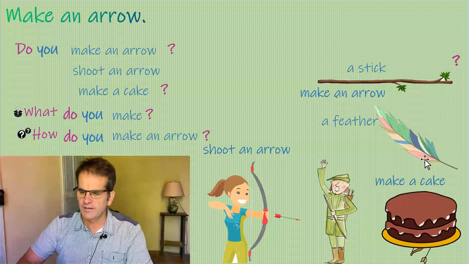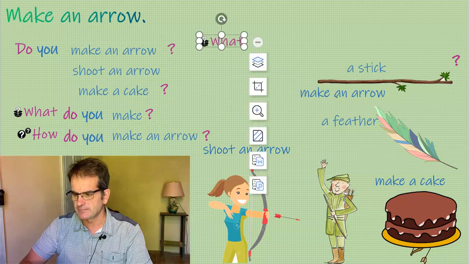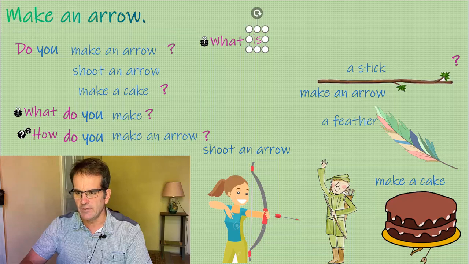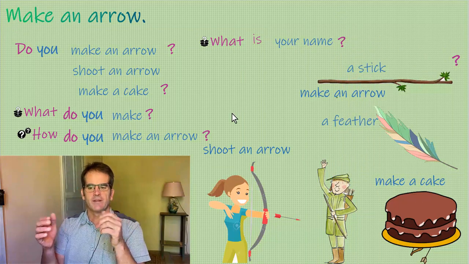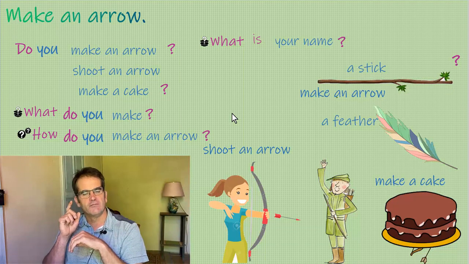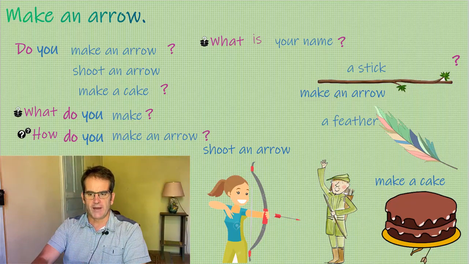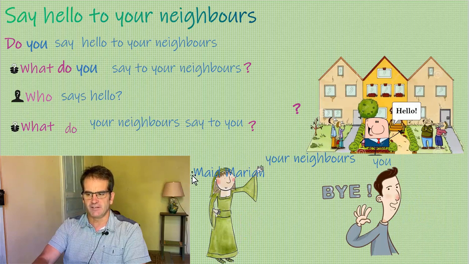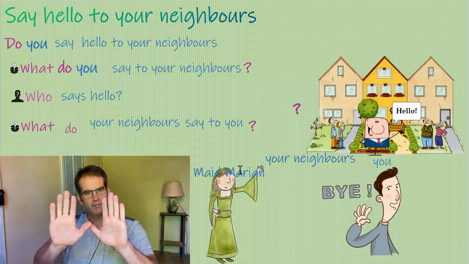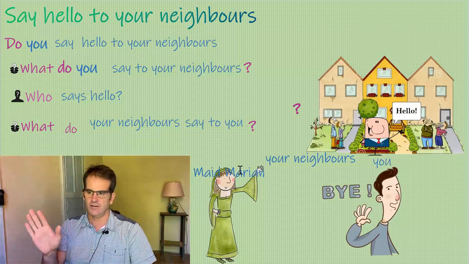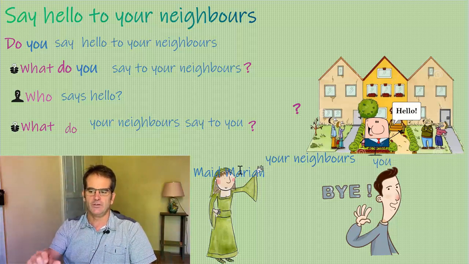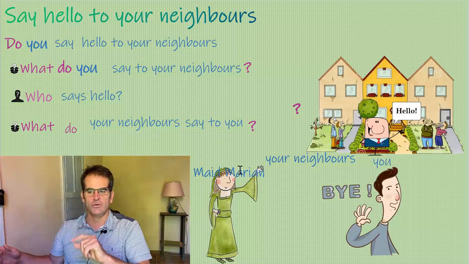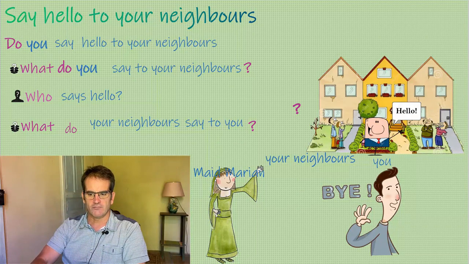All right. So, what is your name? Well, your name is Robin Hood. And by the way, let's go back. Here we have Maid Marian. Does Maid Marian say hello to your neighbors? No. Maybe Maid Marian is cooking, but she doesn't say hello to your neighbors. You love Maid Marian, okay? You are Robin Hood. That is your name.